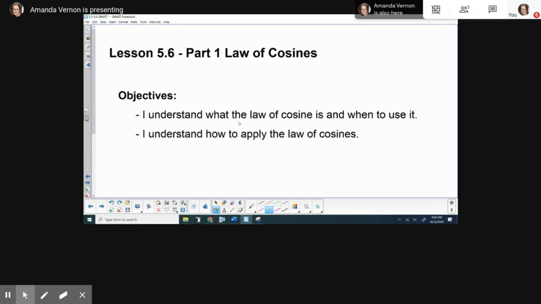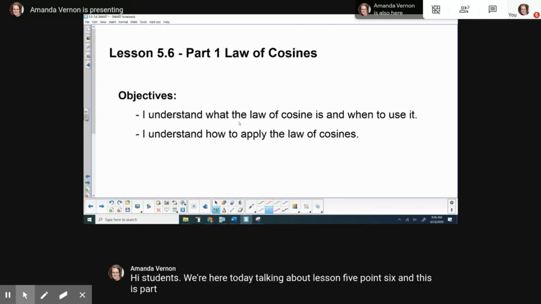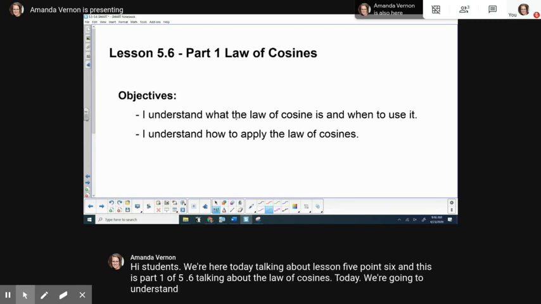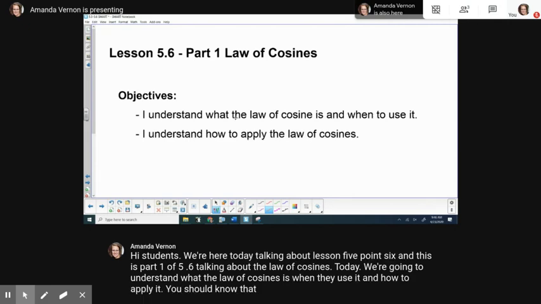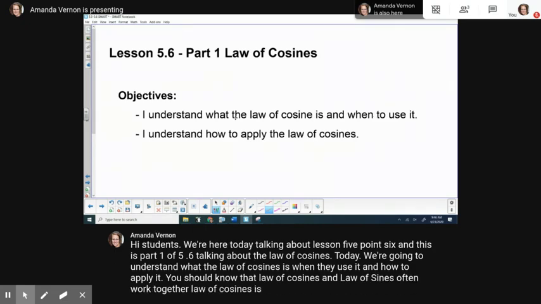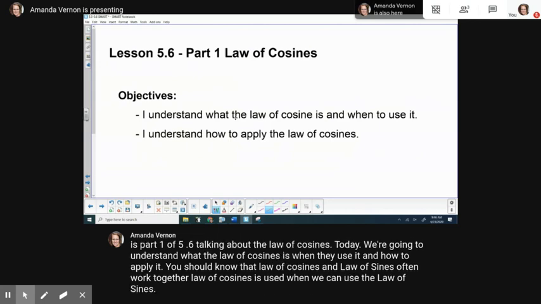Hi students, we're here today talking about lesson 5.6, and this is part 1 of 5.6, talking about the law of cosines. Today we're going to understand what the law of cosines is, when to use it, and how to apply it. You should know that law of cosines and law of sines often work together. Law of cosines is used when we can't use the law of sines and is used typically in problems that are non-right triangles. Let's go ahead and get started.